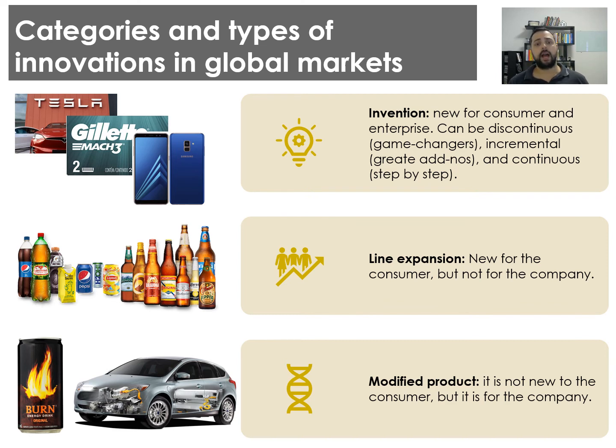And what are the main types of innovation that you can use? First, you can have one invention. In that case, you're having something new for the customers and for the business. You're creating something new. In that case, you can have a discontinuous innovation when you have something that is really new and that will create a disruption in the market. They are game changers. You can have incremental changes when you have a huge improvement in terms of performance or quality, adding something that is really new to the market, like the Mach 3 from Gillette.